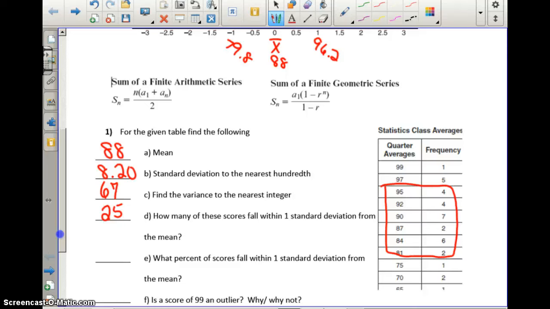Now, the next question is saying what percent of the scores fall within one standard deviation of the mean? And what they're asking is what percent of the scores on the data that we gave you, not from the curve. Because they gave me the individual pieces of data, not just a mean and a standard deviation. So since I have the data in front of me, there would be 25 out of the 35 scores given, which would give me a percentage of 71.43.